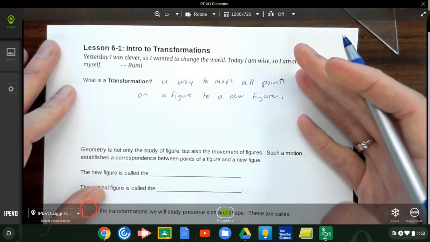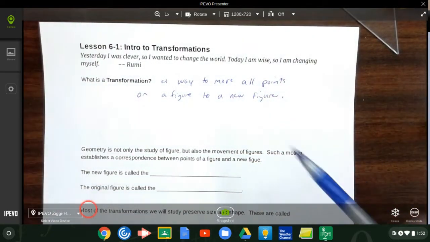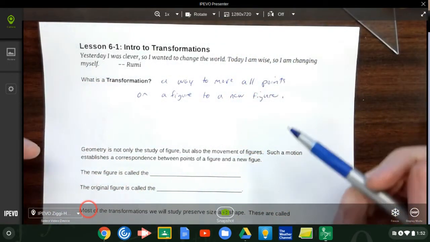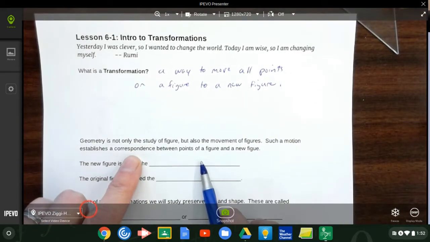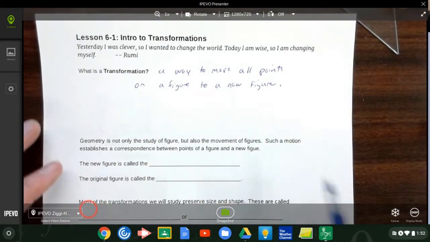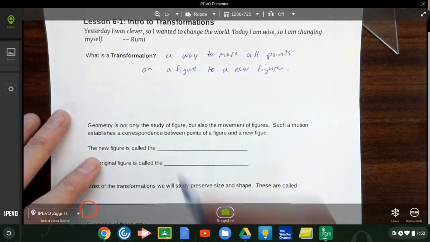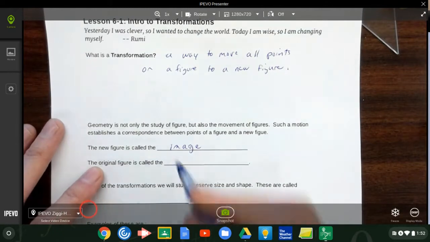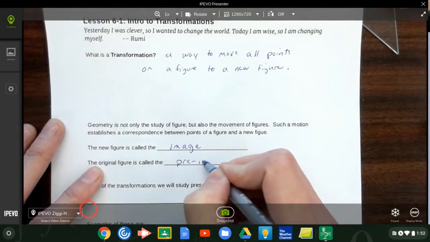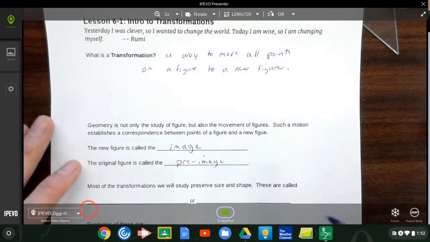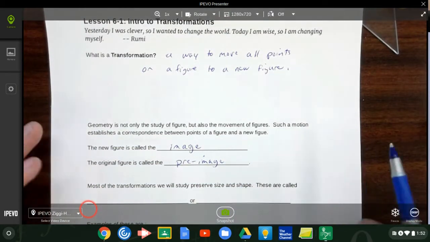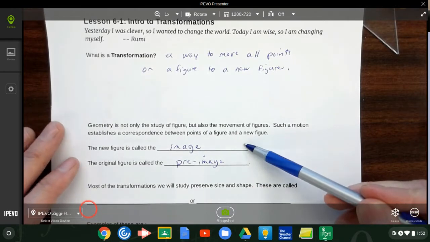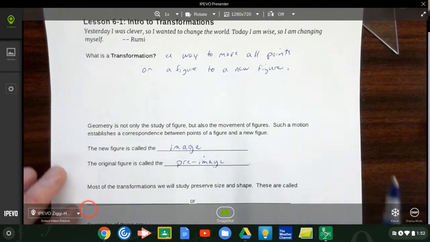Now, there are different ways we can move the figure. You see, geometry, we're not just studying the figures themselves, we're studying how the figures move around. And that gives us that correspondence between 2 points, a figure and a new figure. The new figure is called the image. The original figure is called the pre-image. Okay, so that's some terms we got to know. We got to know when we're reading our problems what we're looking at, the image or the pre-image.